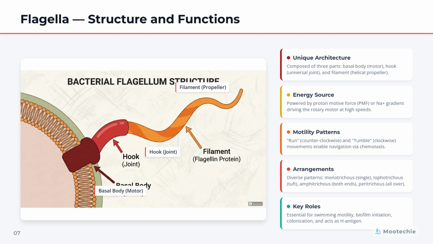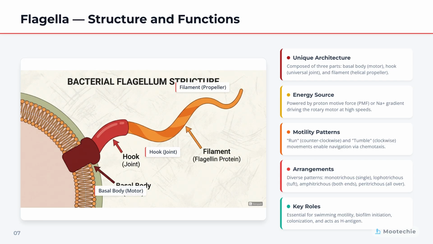It runs on a form of electrical energy derived from the cell's metabolism. Motility patterns. Movements include run, caused by counterclockwise rotation, and tumble from clockwise rotation. This enables navigation via chemotaxis, allowing bacteria to swim towards nutrients or away from toxins.